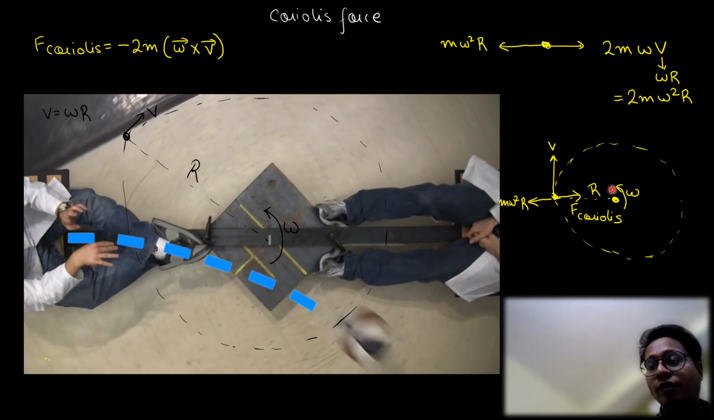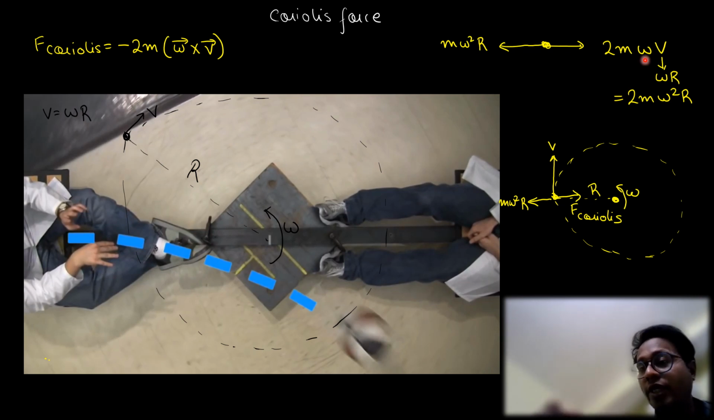So Coriolis force always acts whenever you have a rotating frame of reference. Whenever there is a rotating frame of reference, there are two pseudo forces. The first one is centrifugal force. Centrifugal force is nothing but m omega square r or m v square by r. Centrifugal force is only dependent upon the rotational velocity of the frame and the distance of the particle from the axis of rotation. These two.